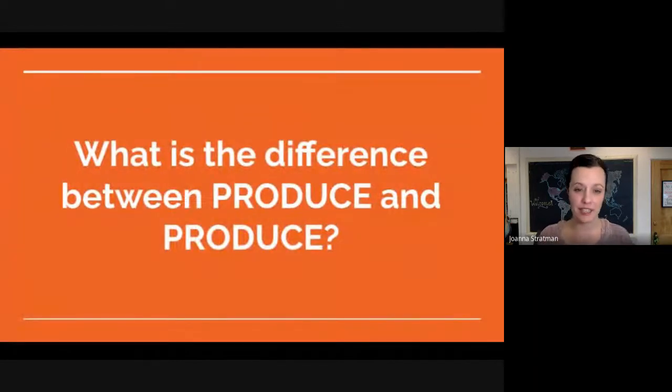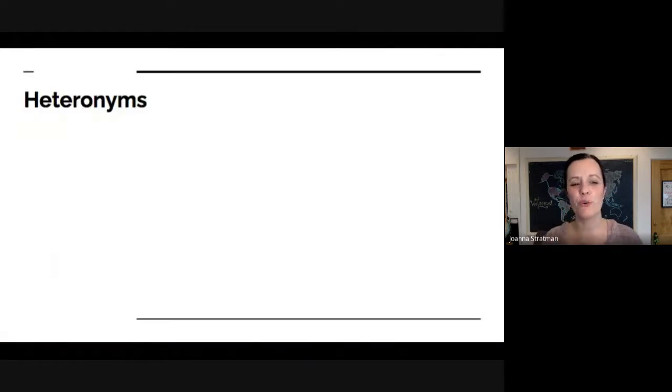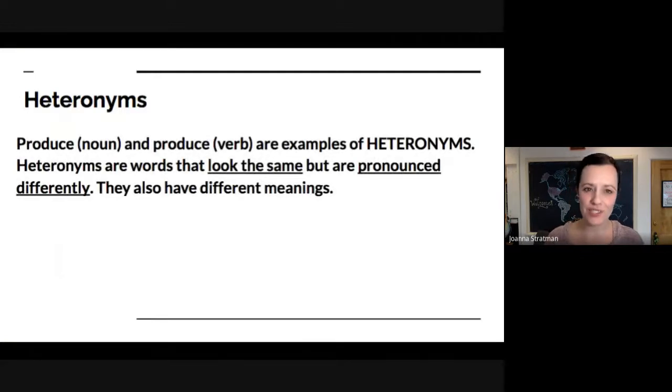Today, the question is, what is the difference between produce and produce? Again, what is the difference between produce and produce? These two words in English are called heteronyms. Produce is a noun and produce is a verb. These words look the same, but they are pronounced differently. They also have different meanings.